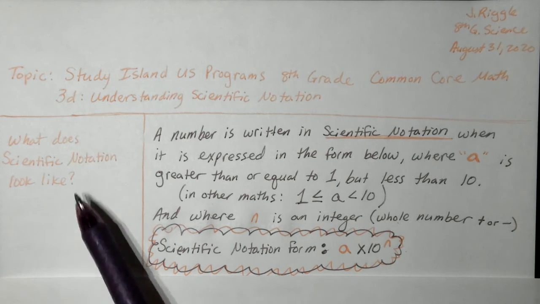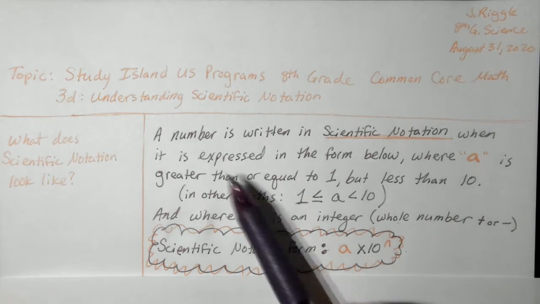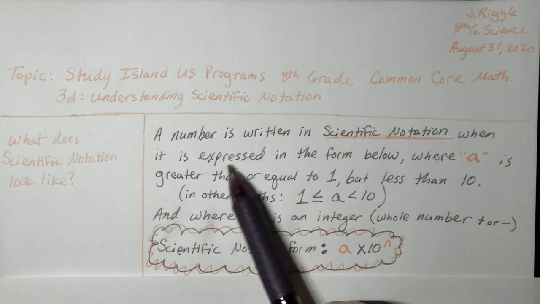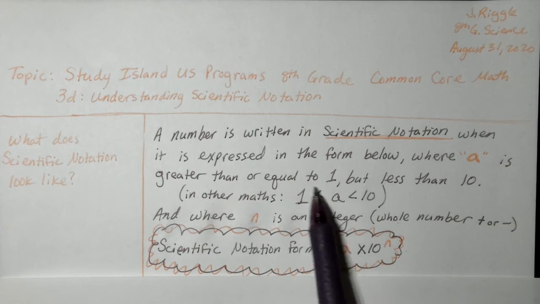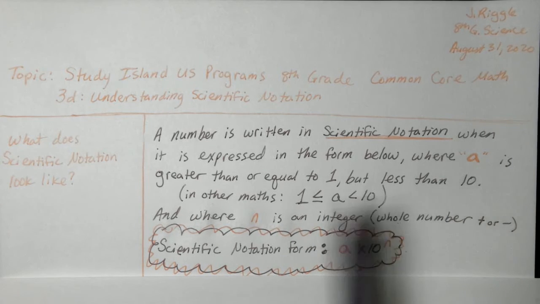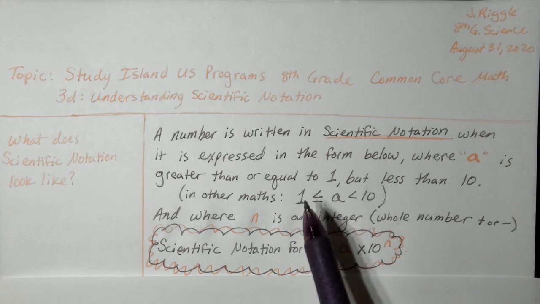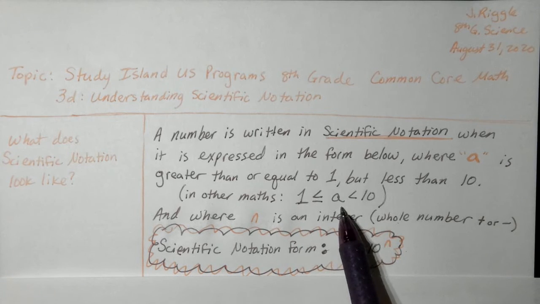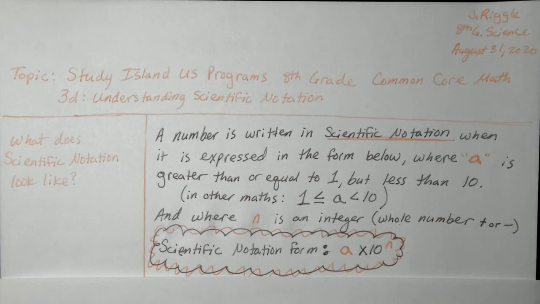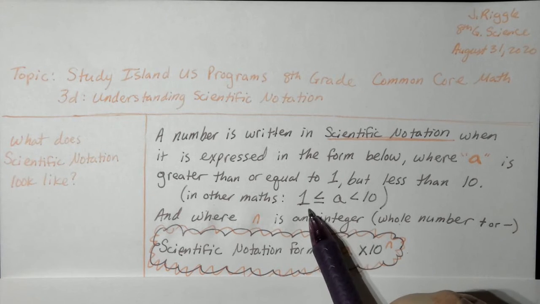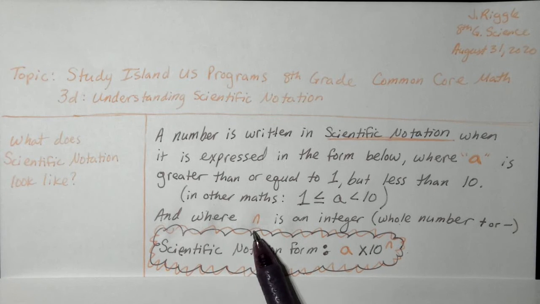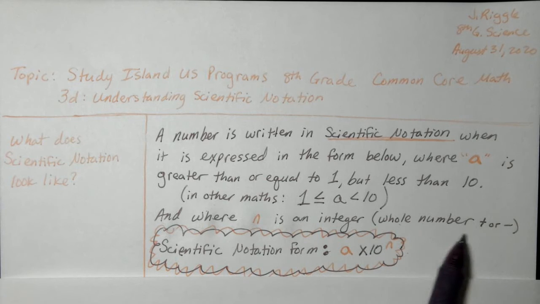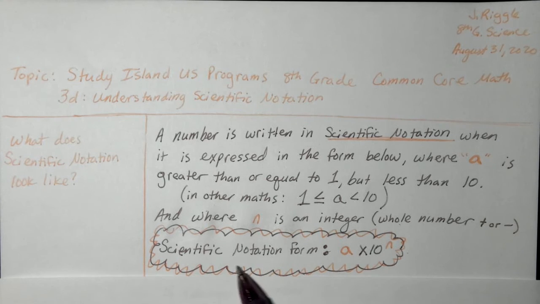So question number 1. What does scientific notation look like? A number is written in scientific notation when it is expressed in the form below, where lowercase a is greater than or equal to 1, but less than 10. In math language, 1 is less than or equal to a, which is less than 10, which is just a fancy way of saying a is between 1 inclusive and 10. We also need for scientific notation n to be an integer. It can be a whole number, either positive or negative. Scientific notation form is a times 10 to the n.